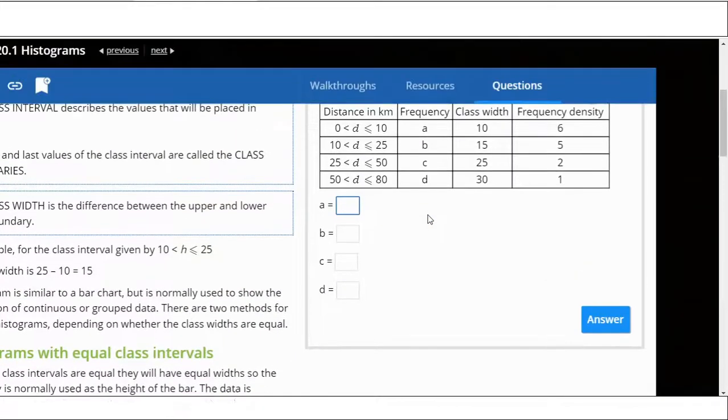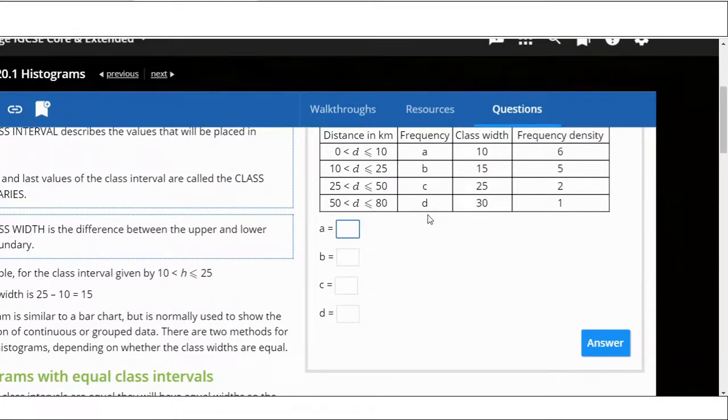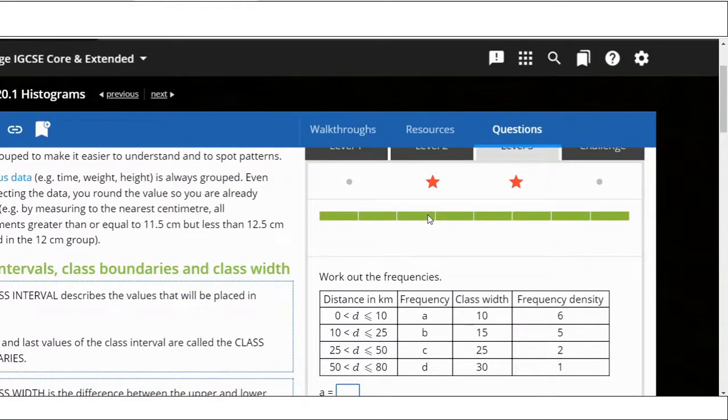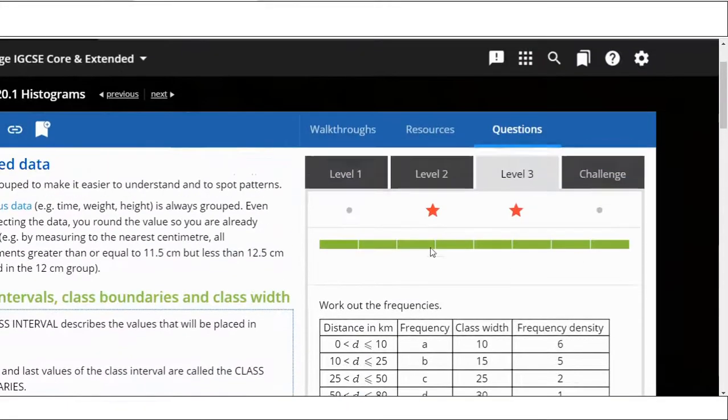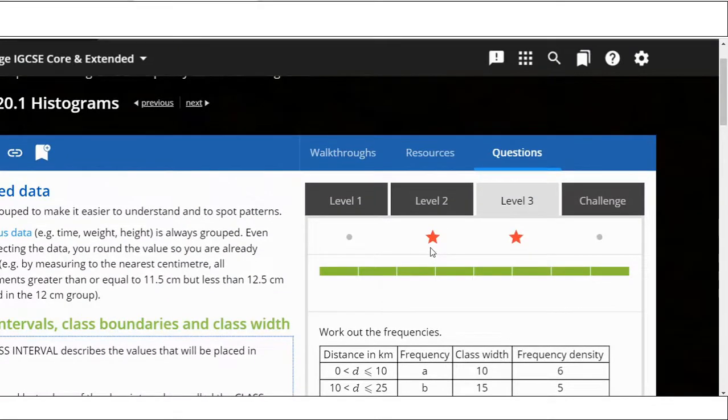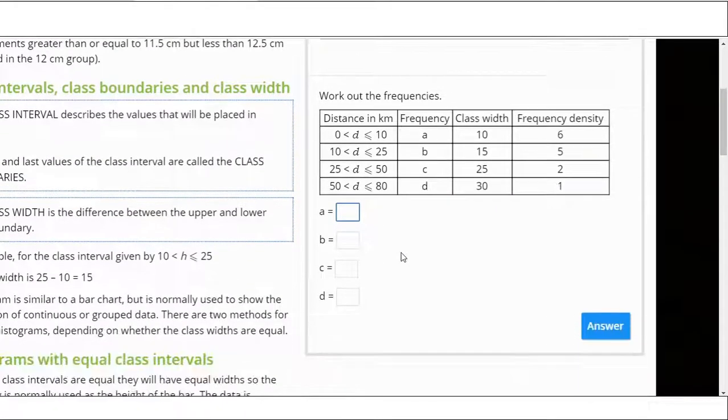That is the same. All right, so this is the explanation for question level 3 of this histogram topic. So for the next video, we will see how to solve the challenge question of this topic. Right? See you.